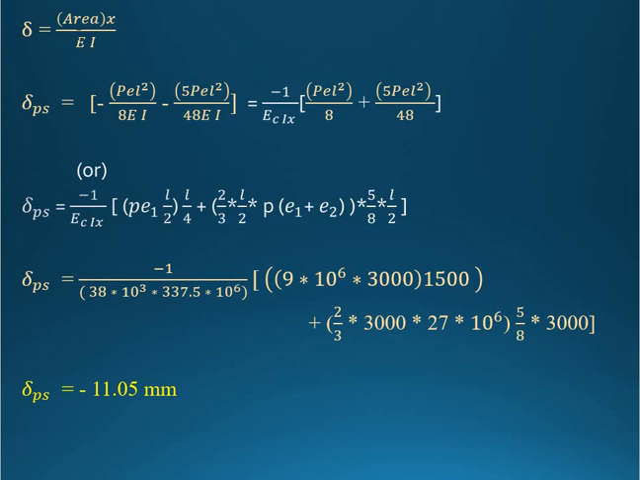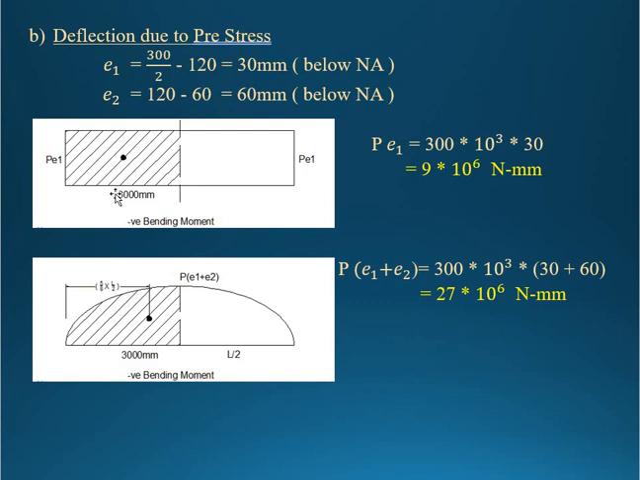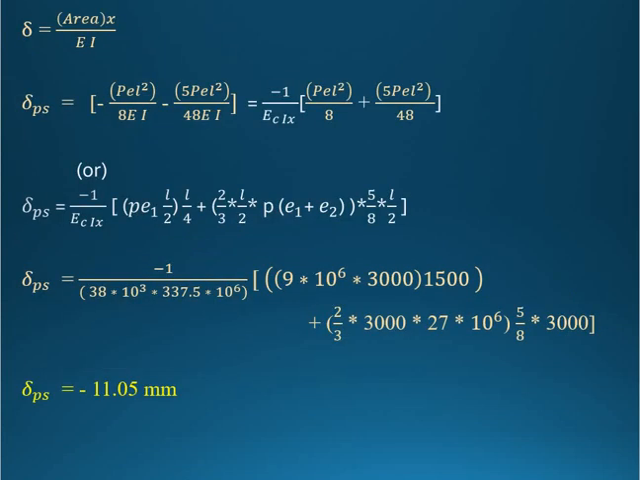For that, 1 by EI I have taken outside, minus 1 by EI into area into the centroidal distance of a rectangle. We know that the area of a rectangle is B into D, that is breadth into depth. Here B is L by 2. Complete length is L, half of that is L by 2. So L by 2 into PE1 is the area of a rectangle into centroidal distance.